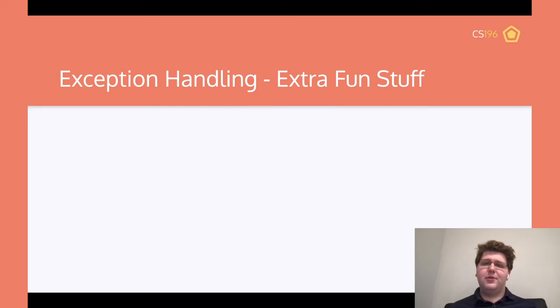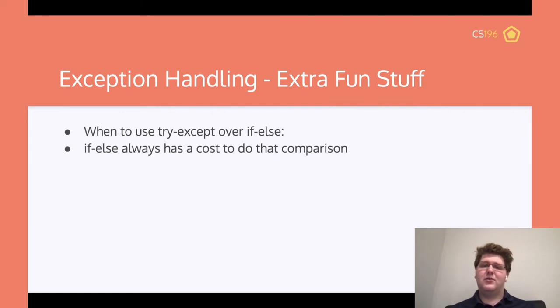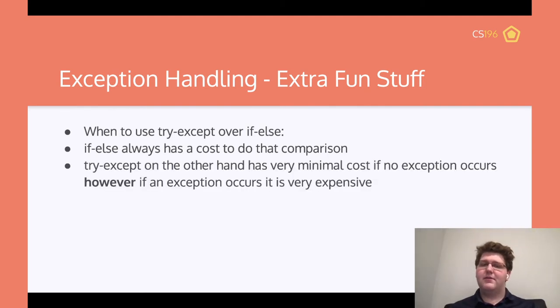There's some cool stuff with exceptions, and it's really interesting hearing the decision as to why you would use a try-except instead of an if-else. An if-else always has a cost to do the comparison, right? You have to check to make sure everything's safe. A try-except, on the other hand, is very, very fast if there's no exception. If an exception occurs, though, it's very expensive because it needs to handle that, and it doesn't really know what's happening.